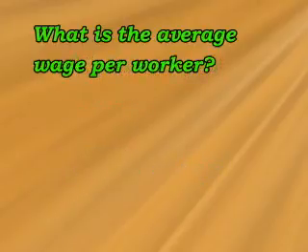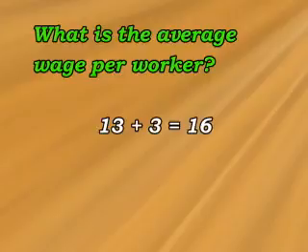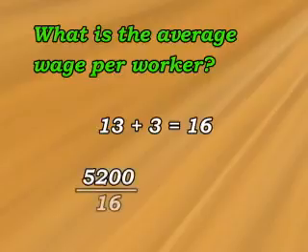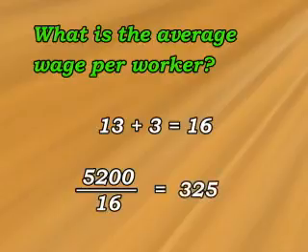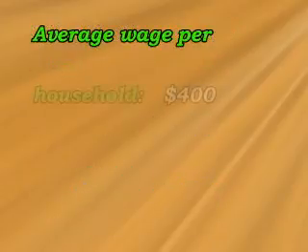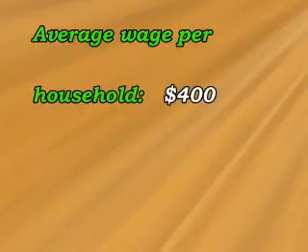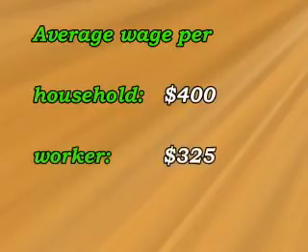If we want to find out the average wage per worker, well, there are 13 homes, and in 3 of those homes there are 2 wage earners. So 13 plus 3 is 16. If we divide $5,200 by 16, we find that the average wage per worker is $325. So the average wage per household is $400, but the average wage per worker is $325.